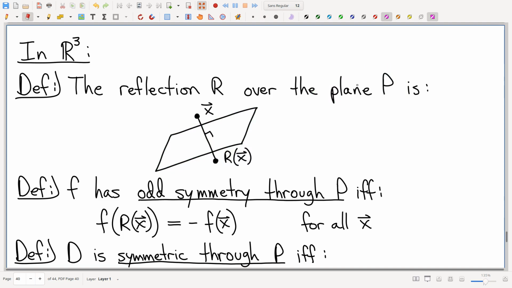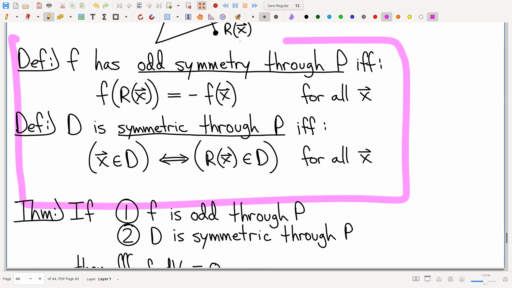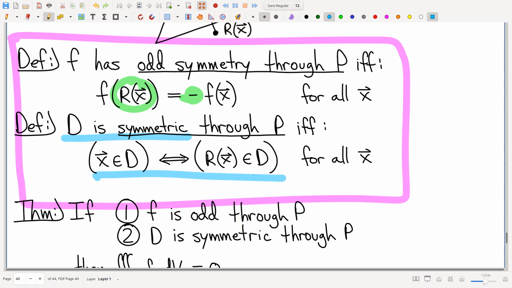And with this idea of a reflection, we can again write down basically the same definitions of odd symmetry and symmetry of a domain. A function is odd if reflecting the input negates the output. And a domain is symmetric if it is its own reflection, which I've written like so, but you can feel free to write it various different ways that are equivalent. But again, I think the easiest, the most geometrically satisfying point of view, is that the domain is its own reflection.